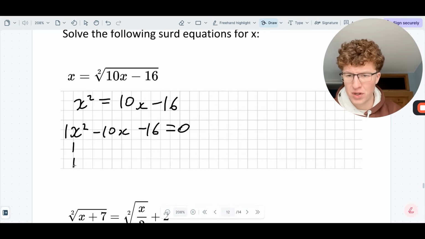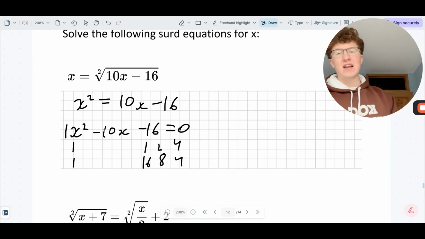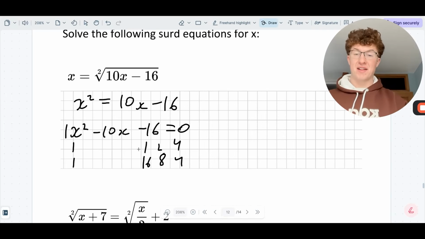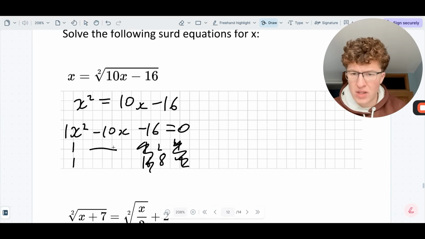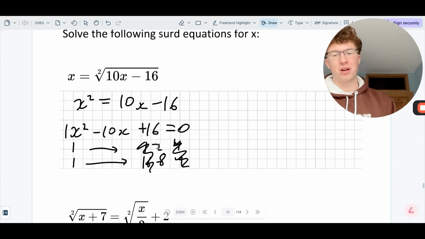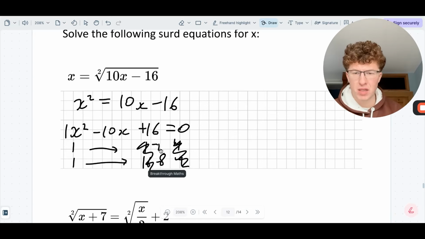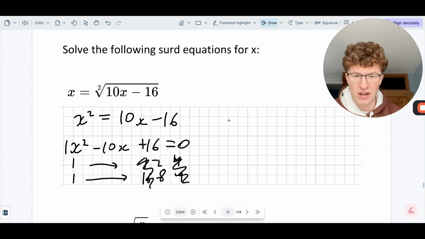The factors of 1, and then the factors of 16: 1 and 16, 2 and 8, and 4 and 4. Immediately, we need a combination that will add to minus 10. So the 1 and 16 won't work, and the 4 and 4 won't work. If we do 2 and 8, and these are both negative. Oh, sorry, that should be a plus 16. I was thinking that won't work. Yeah, if these are both negative, they'll add to minus 10, but when we multiply them, we will get plus 16.